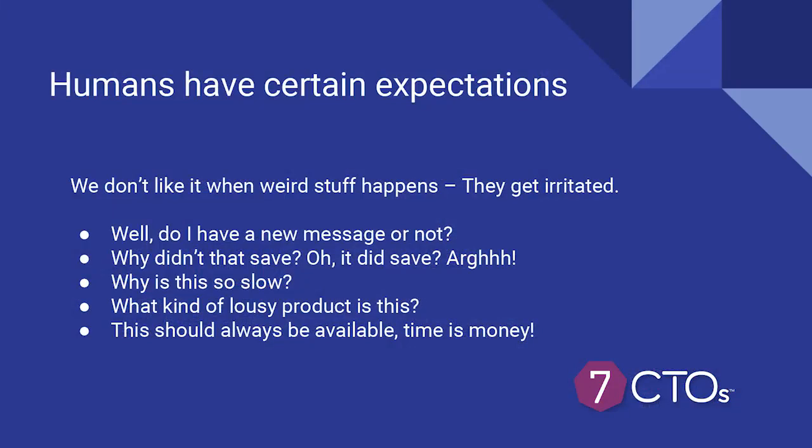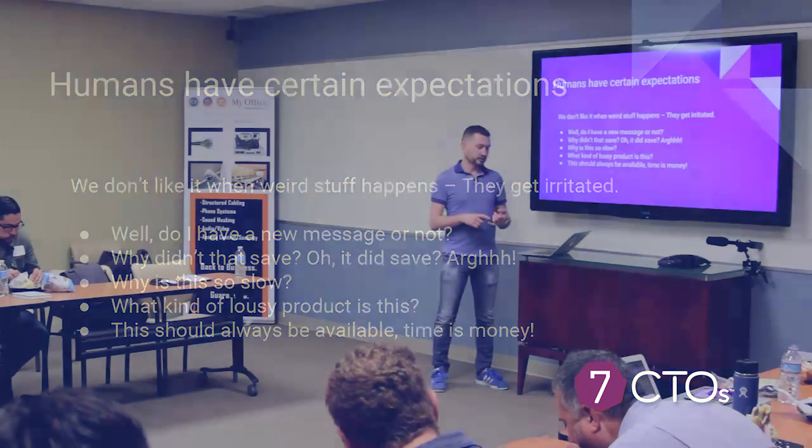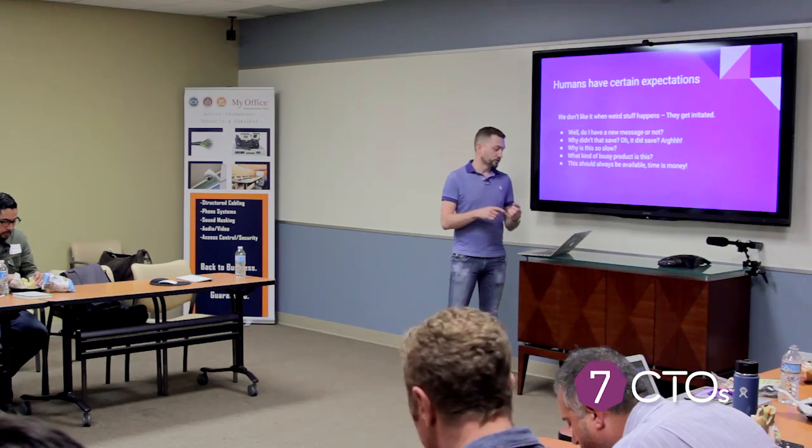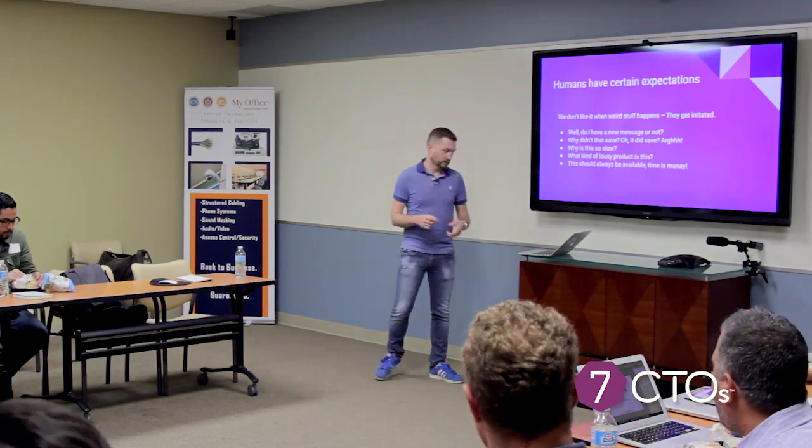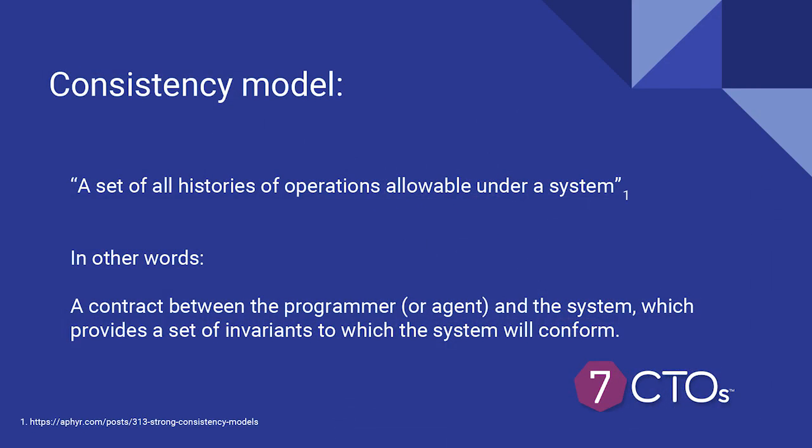So in the course of this, humans have a lot of interesting expectations. Is it up? Is it fast? Is it behaving in the way that I expect? It should be expedient. It should be consistent. And so this really feeds into the consistency model.